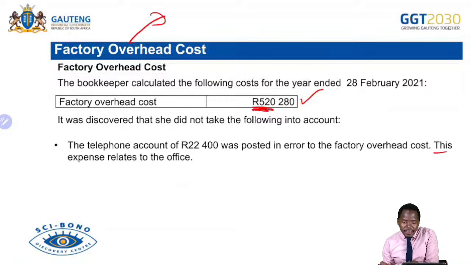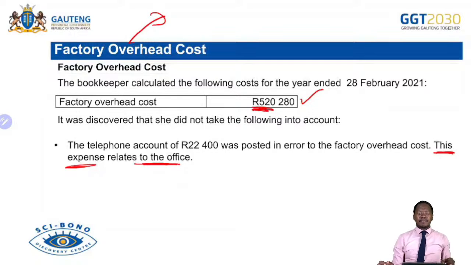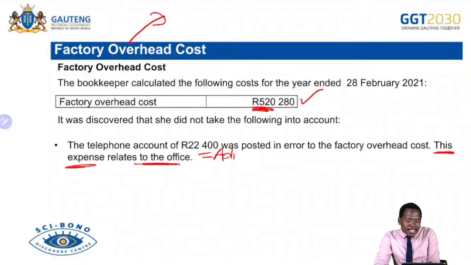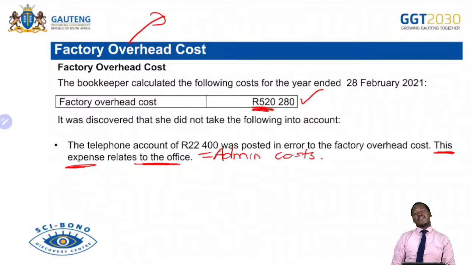It is said here, this expense relates to the office. Grade 12s, I'm happy that we remember what is office. Office is what, grade 12? Office is admin costs. That is office. What is sales, grade 12? It is selling and distribution. I hope we are getting used to this English, grade 12s. Office means administration cost in this topic.